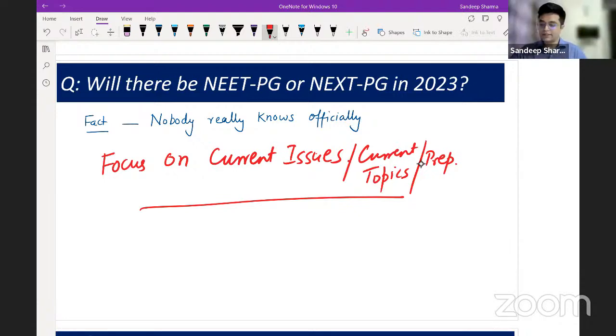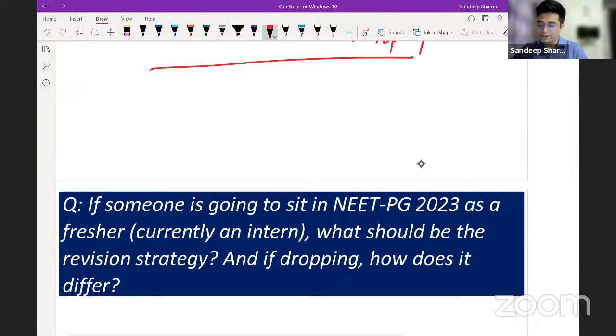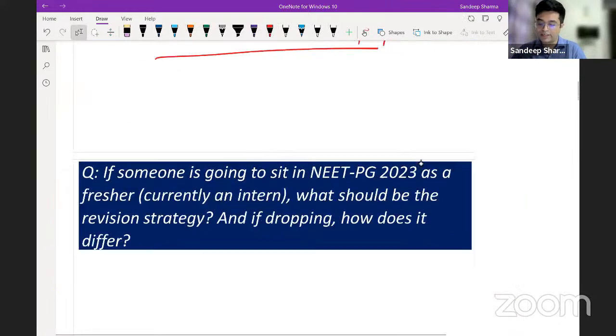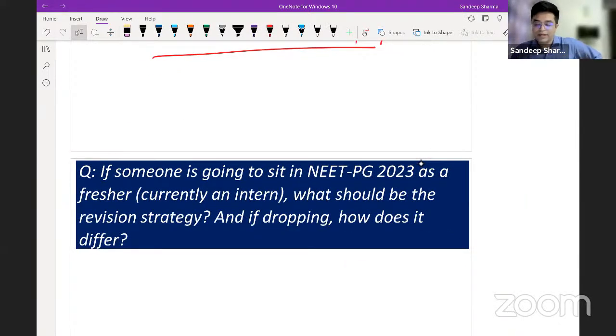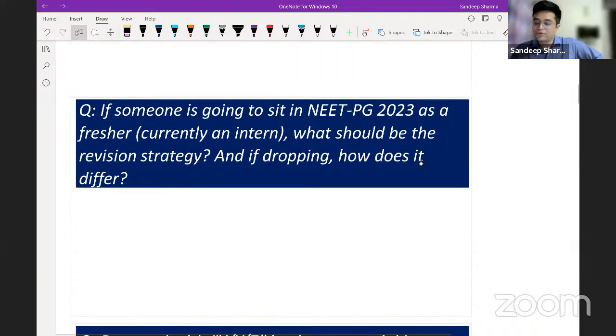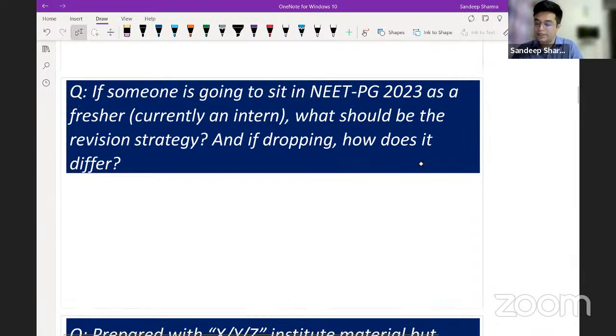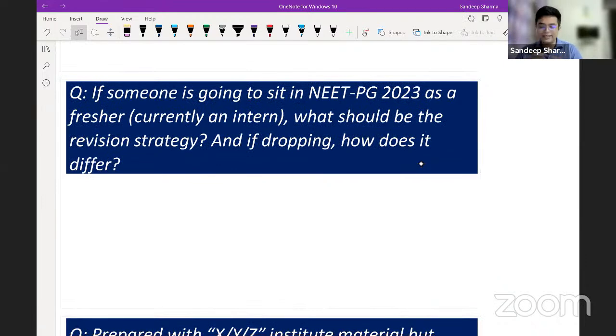Very rightly said, sir. The next question, which a lot of students ask, I would like to ask Khaleel sir first. Sir, if someone is going to sit in NEET PG 23 as a fresher, currently an intern, what should be the revision strategy? And in case somebody is dropping right now, like somebody prepared for the NEET PG and he or she didn't get a good rank.